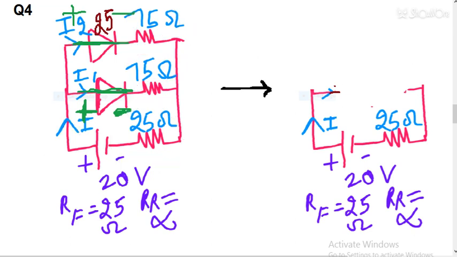So this was all about question number 4. The final answer was 20 by 75 for the total current and 20 by 150 for the currents I1 and I2.